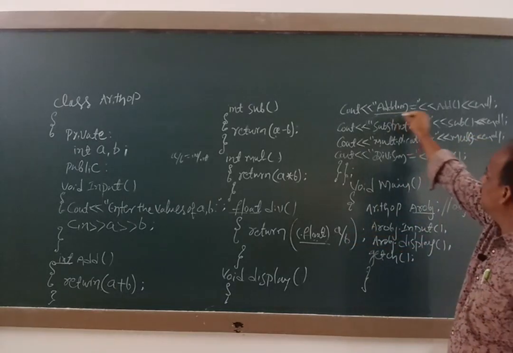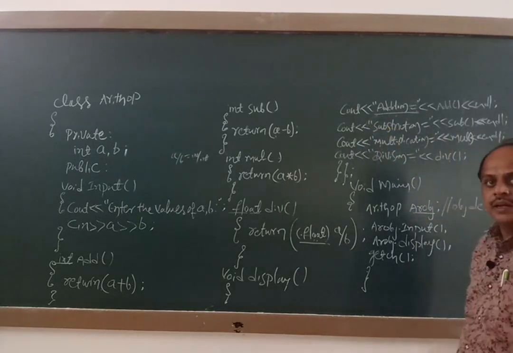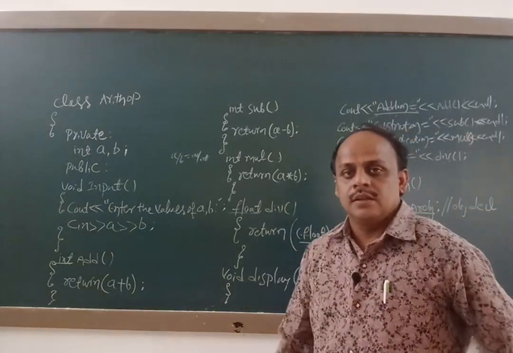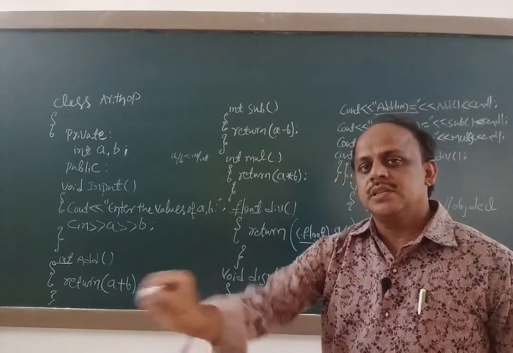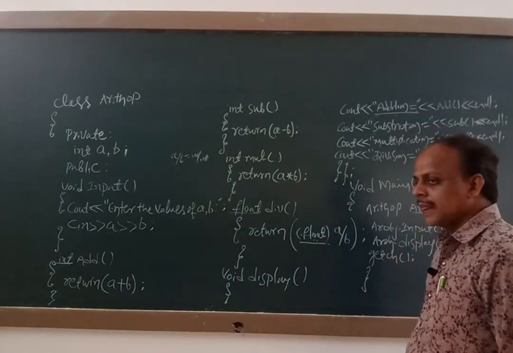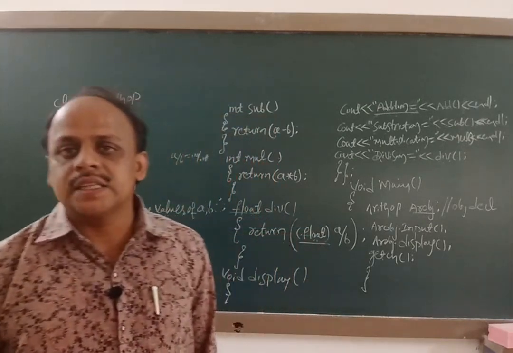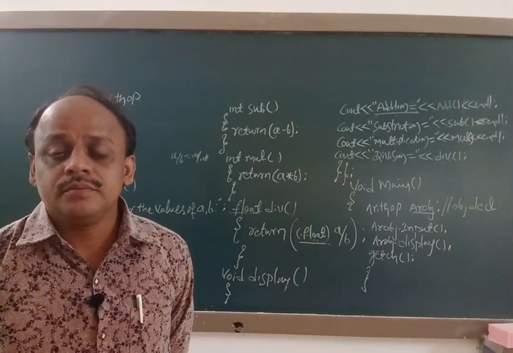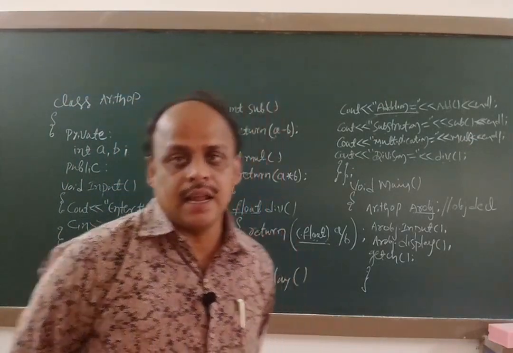So these 4 statements are printed. From these 4 couts, 4 statements are printed. Addition is this, subtraction this, multiplication this, division is this, right? Next, get, close. So this is called what? Performing arithmetical operation by defining member function inside the class.